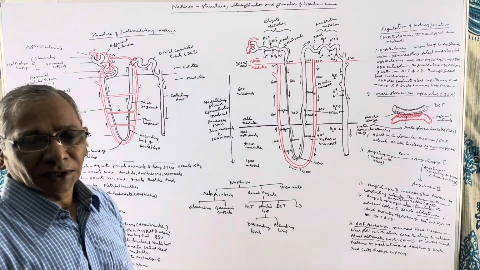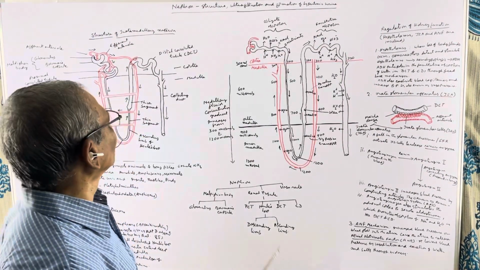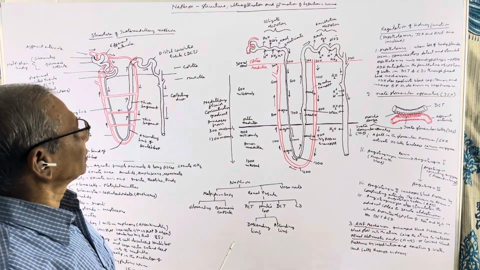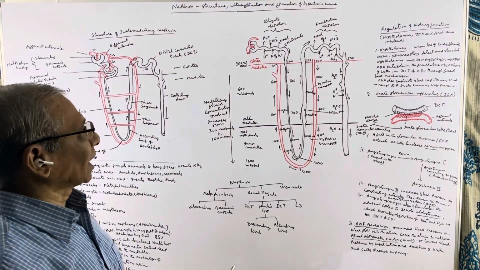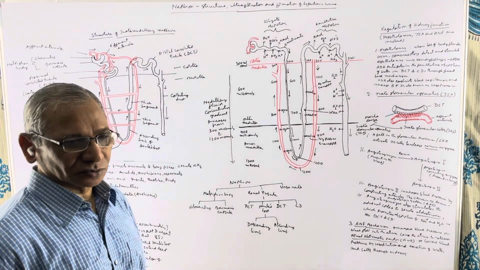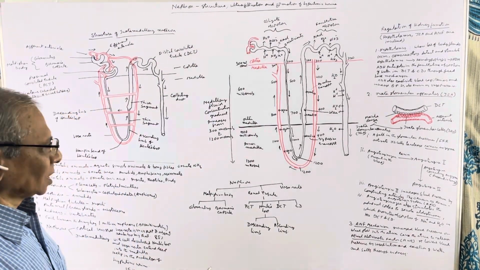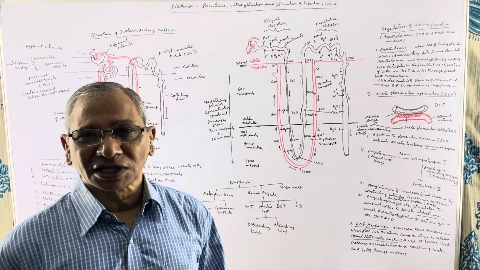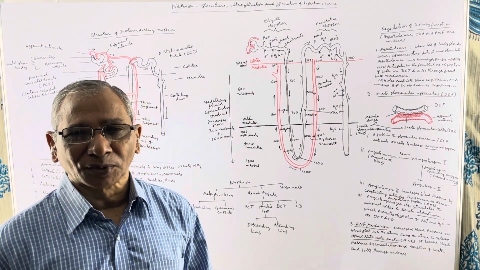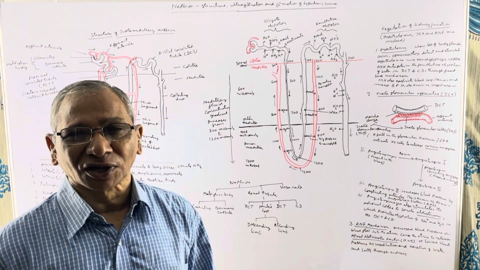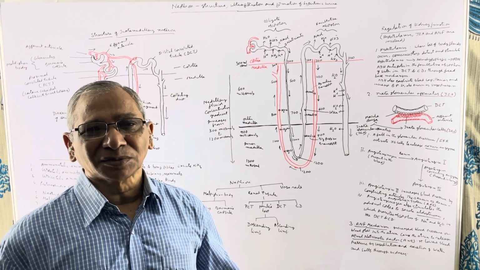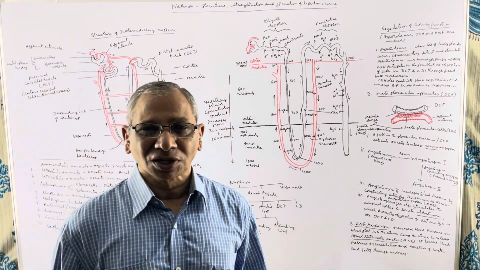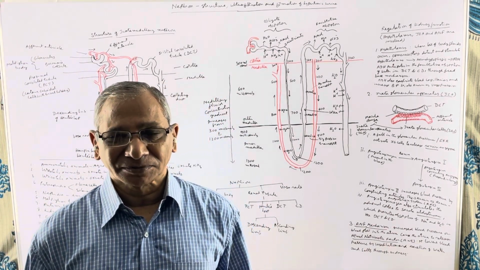Today, I am taking up the topic nephron, structure, ultrafiltration, and formation of hypertonic urine. In our body, nitrogenous waste materials are formed due to metabolism of proteins and amino acids. In all the animals, nitrogenous waste products are formed and they are to be excreted.